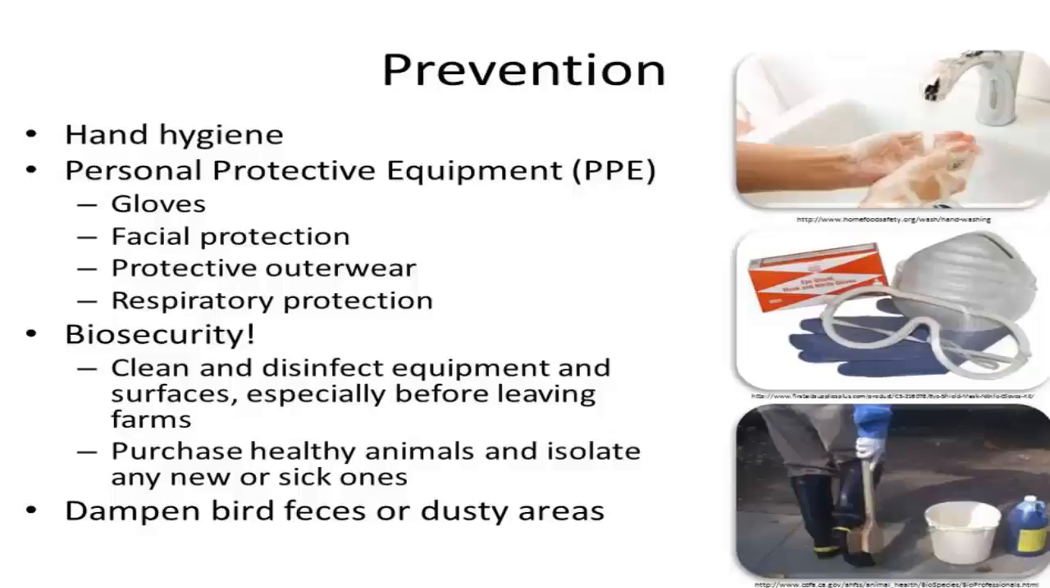To decrease spread of disease from farm to farm, it is important to practice good biosecurity. After working with animals in one location, equipment, including boots and surfaces, must be cleaned and disinfected prior to leaving. This will help to decrease disease contamination with fomites. It is also important to purchase healthy animals and to isolate new animals or animals that appear to be sick.